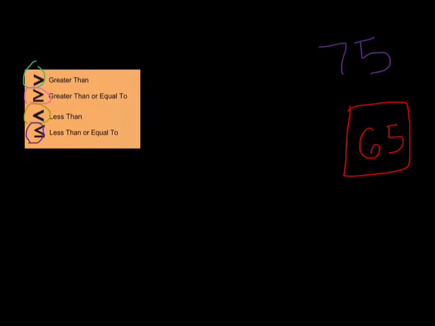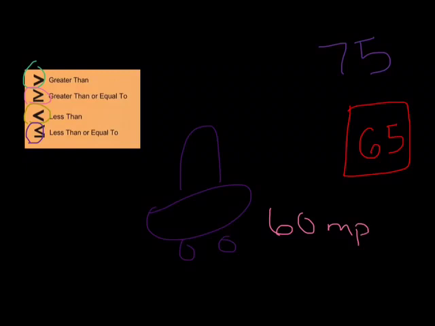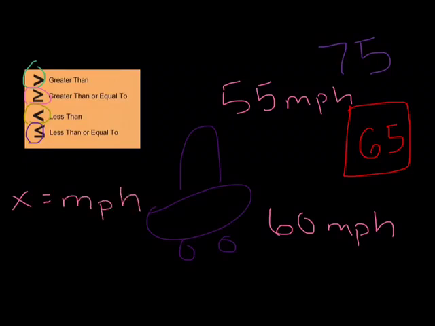So what that means is that your car, this is a car, does not have to drive exactly 65 miles per hour, but instead it could drive anything below that. So it could drive 60 miles per hour. It could drive 55 miles per hour. It could drive anything. If x equals your car's miles per hour, it could drive at a speed that is less than or equal to 65 miles per hour. That's what they're talking about. They're using an inequality.